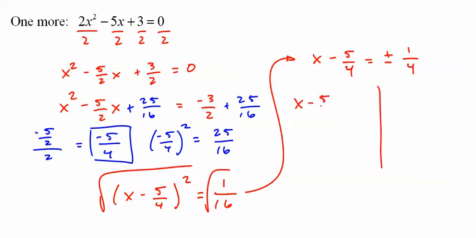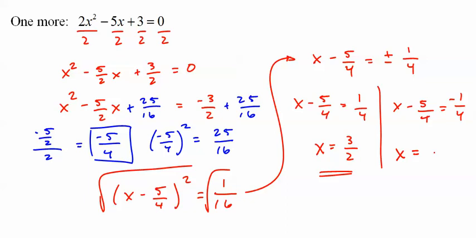X minus 5 over 4 equals 1/4. X minus 5 over 4 equals negative 1/4. X equals 3/2. X equals 1. Yep, looks good. Let's check 1, see if it works in the original equation. 2 minus 5 plus 3 is 0. Yep. I'll assume 3/2 works, but I won't check it because I didn't actually check it.